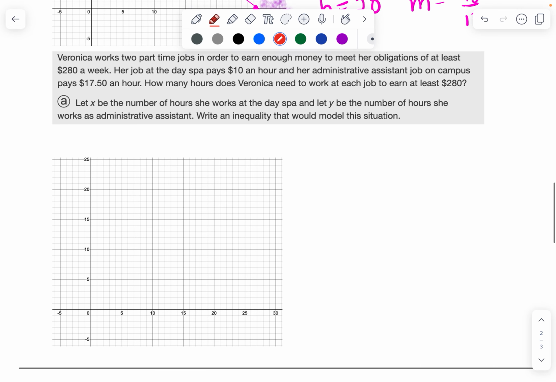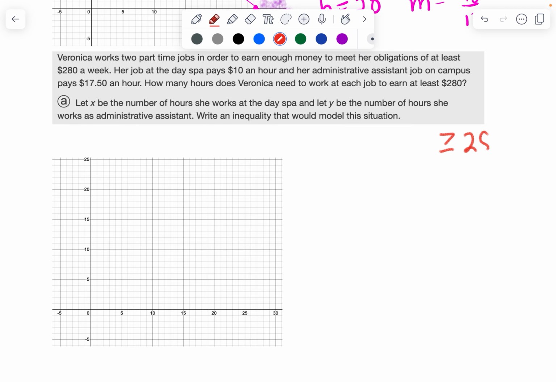One more. Veronica works 2 part-time jobs in order to earn enough money to meet her obligations of at least $280 per week. So at least $280. Her job at the day spa pays $10 an hour, and her administrative assistant job on campus pays $17.50 per hour. How many hours does she need to work at each job to earn at least $280?